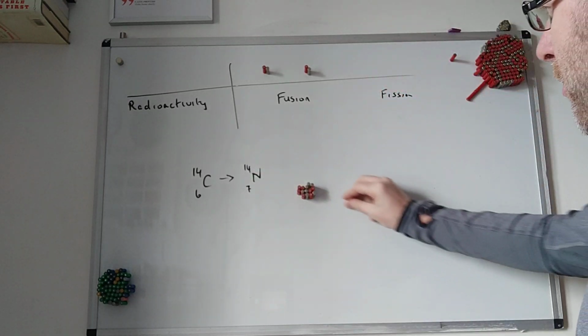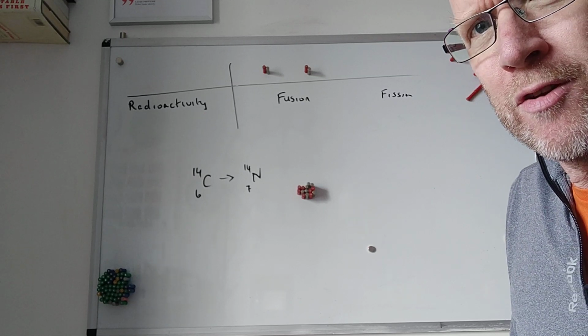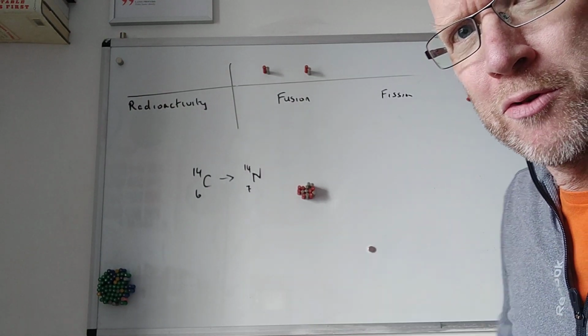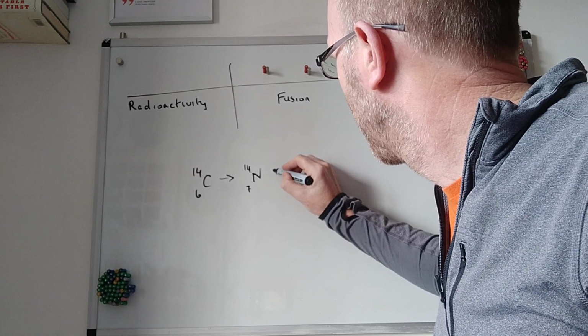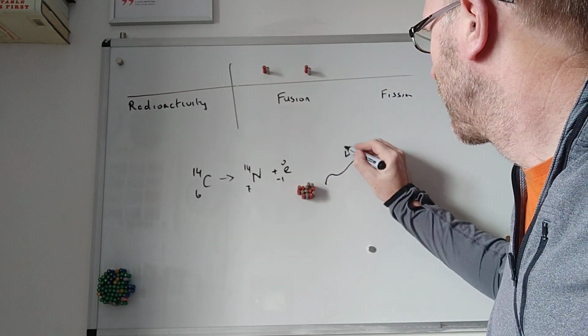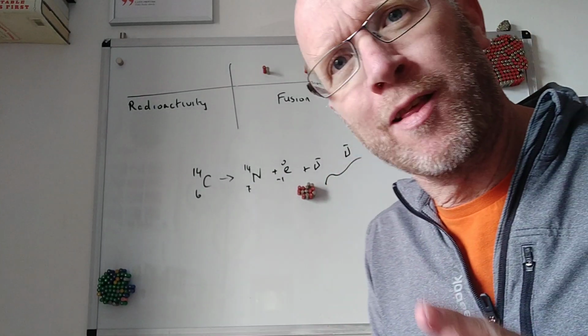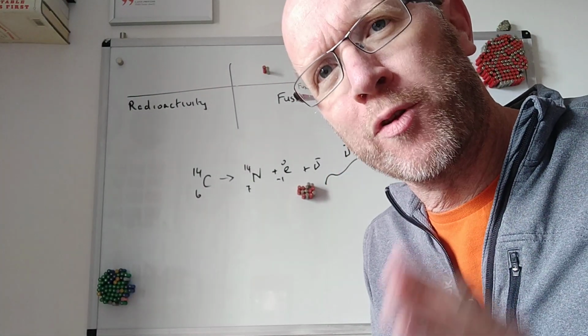What also happens is that an electron is being emitted, not to scale, 2,000 times smaller in reality. So an electron is being emitted, and there's also a neutrino. Remember, but that's it. And there is some release of energy because it's more stable.